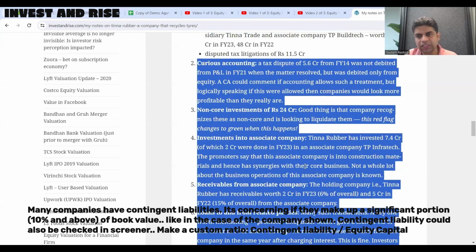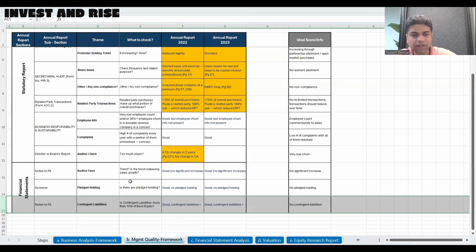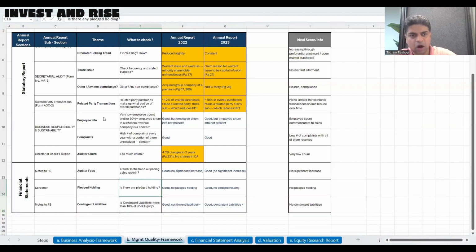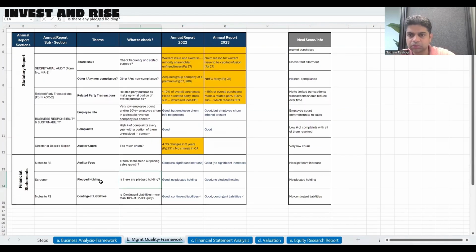Anyway, guys, I know I kind of sped past this section of the video. But please take a look. Please go through the video at perhaps 1.25 or 1.5x speed. And once you're done, then also look at this framework. Then you will be able to appreciate how you use this framework to assess the quality of the management.